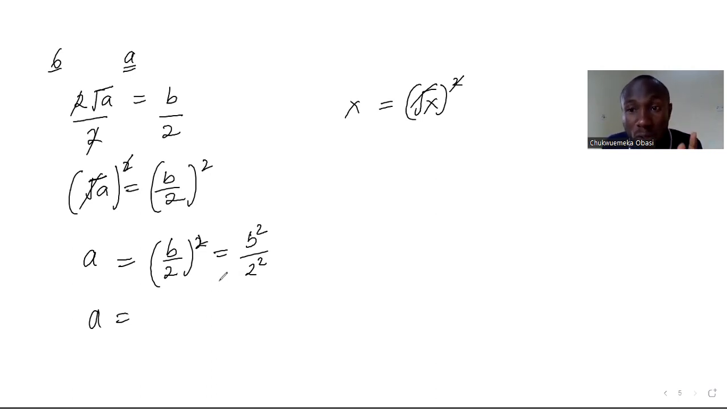If you've not watched our videos on indices, go and watch them, because this part is indices. So now you have B squared over 2 squared, which is 4. And so that is the subject formula for A. All right, let us move into the next question, question 7.